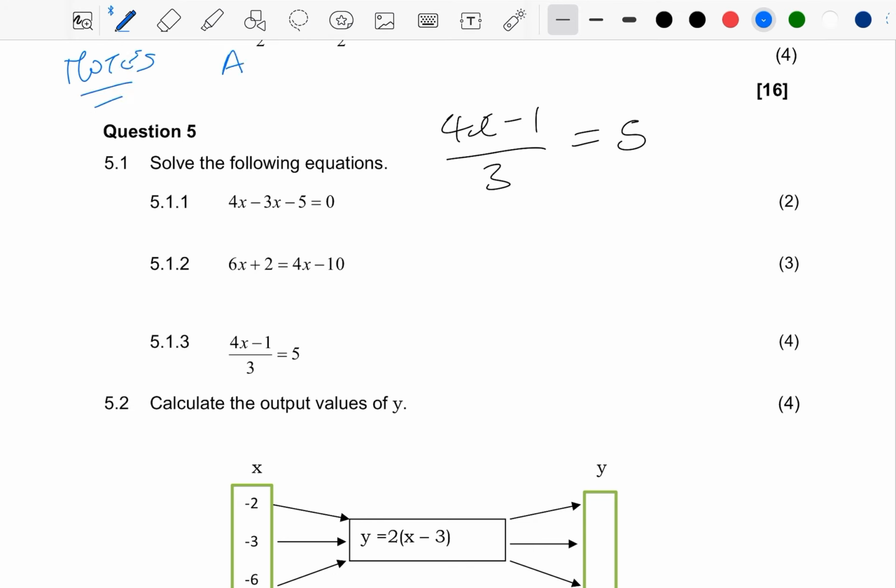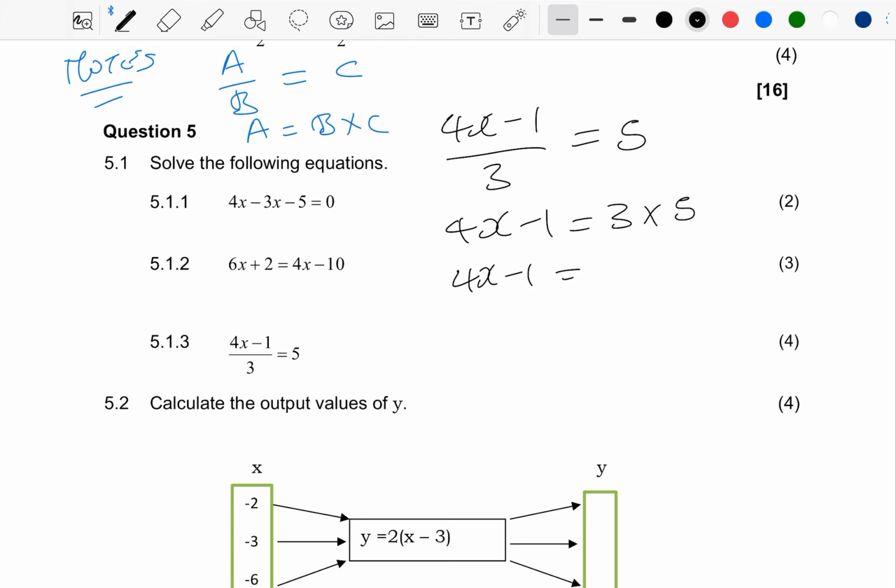If you have a over b is equal to c, this could be written as a is equal to b times c. Okay, so you can just cross multiply. A over b is equal to c could be written as a is equal to b times c. You just cross multiply b and c. So let's do that here. You've got 4x minus 1, this is going to be written as 3 times 5. Easy, 4x minus 1 equals 3 times 5, that's 15.